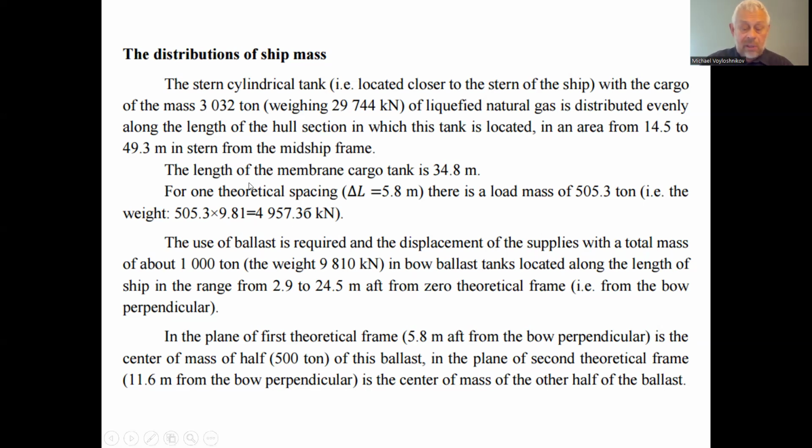about 1,000 ton in bow ballast tanks located along the length of the ship in the range from 2.9 to 24.5 meter aft from the zero theoretical frame, here from the bow perpendicular. In the plane of the first theoretical frame, 5.8 aft from the bow perpendicular, is the center of the mass of the hull, 500 ton of this ballast. In the plane of the second theoretical frame, 11.6 meter from the bow perpendicular, is the center of mass of the other half of the ballast.